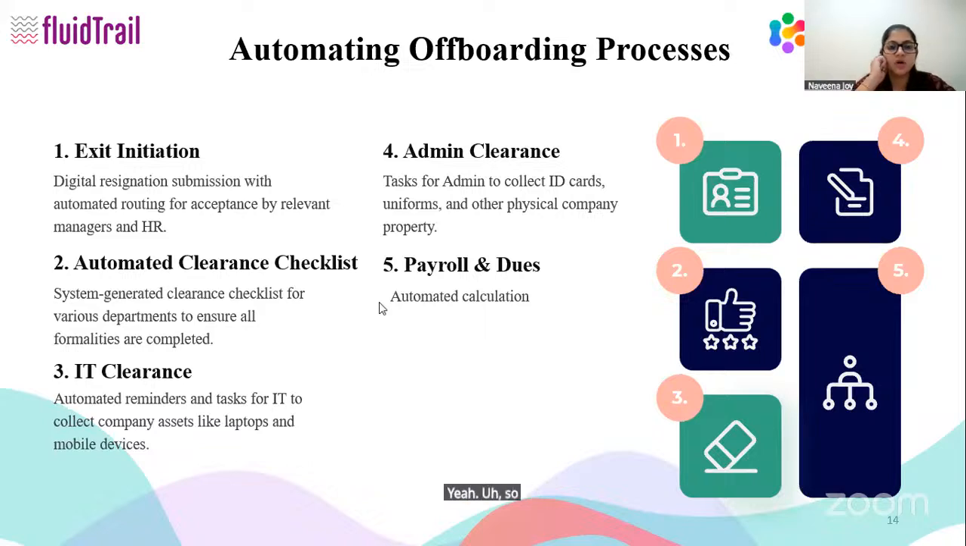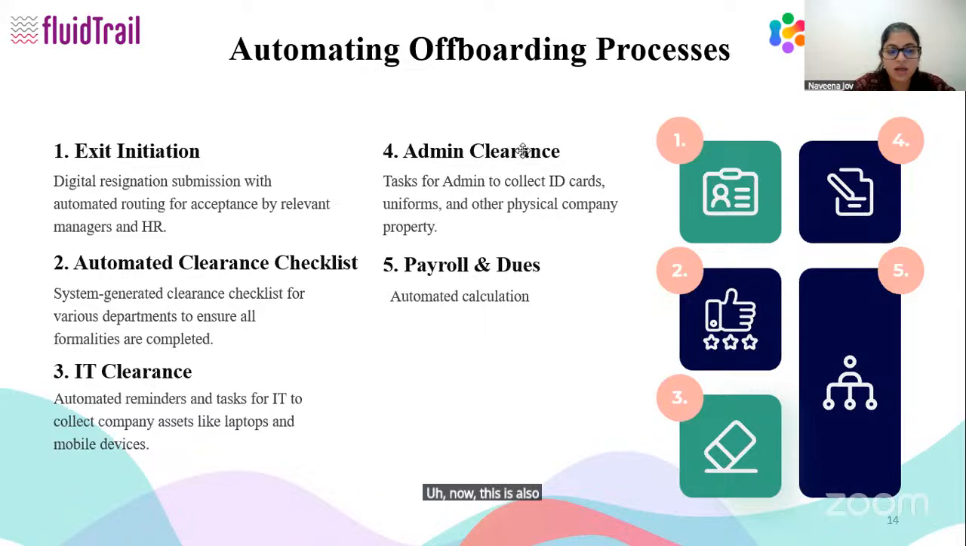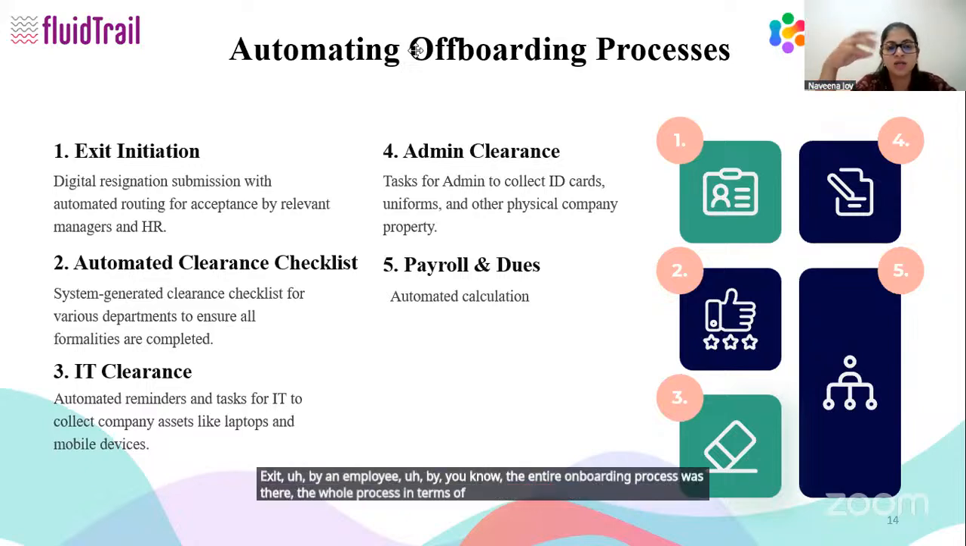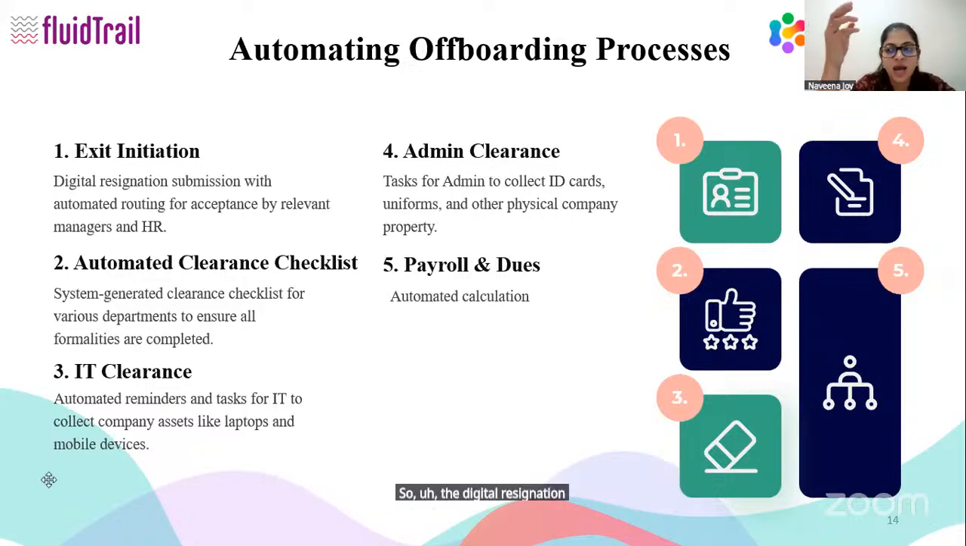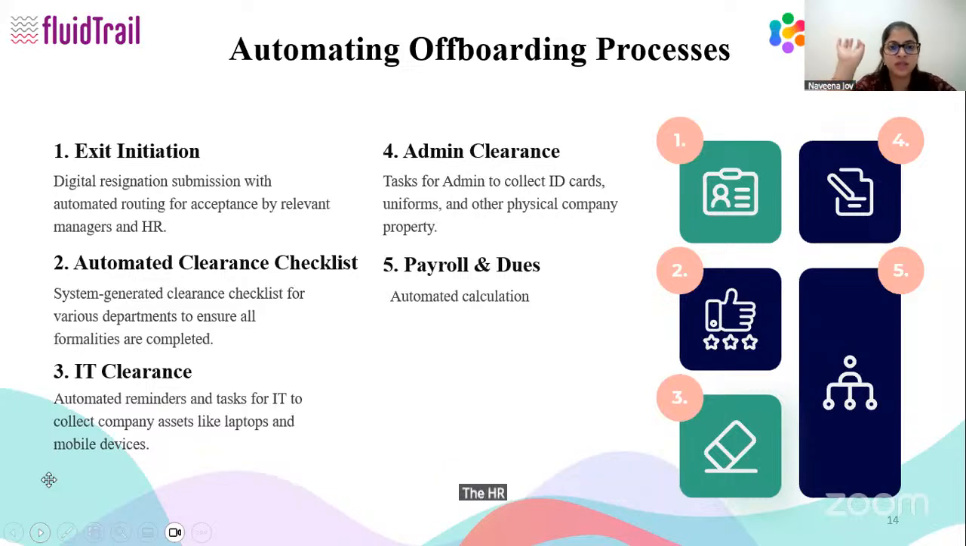Similarly, when we talk about onboarding and offboarding, we have an automation process for offboarding also. This is helpful in terms of any kind of exit by an employee. Just as the entire onboarding process involved documentation, similarly the kind of documentation is required for offboarding also. This is helpful in the handover process. The digital resignation submission and then auto routing to the managers and the authorized people for their approval is also relevant for HR. So this also helps in the exit initiation.